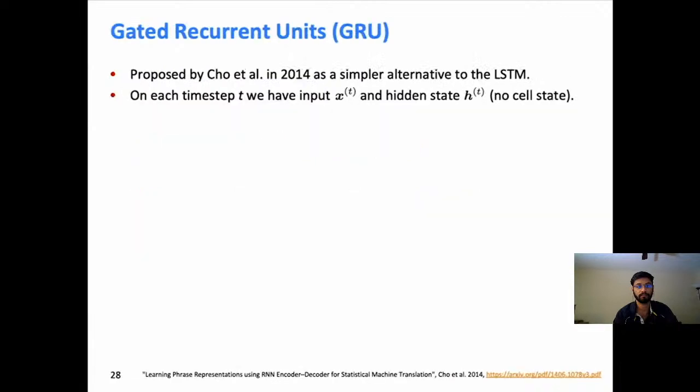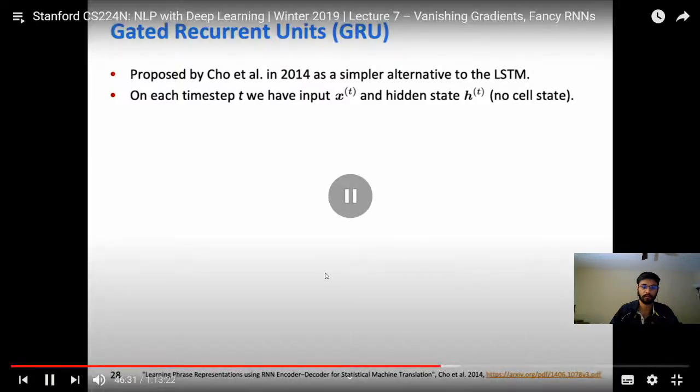Okay, so the second kind of RNN we're going to learn about is gated recurrent units. Fortunately, these are simpler.